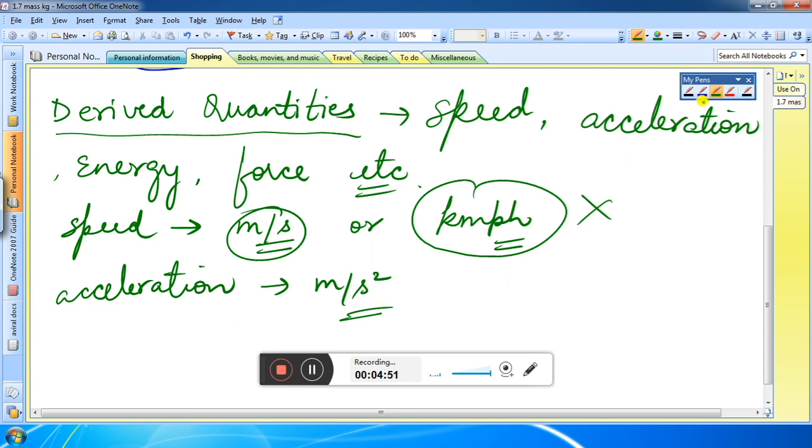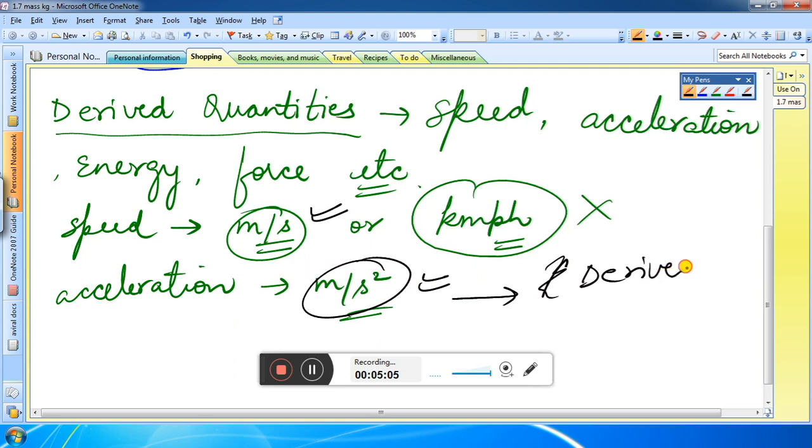So here you have seen these two examples. One is meter per second, another one is meter per second square. All these are examples of derived units, right? Because these are the units of derived physical quantities, so these units will be called derived units.